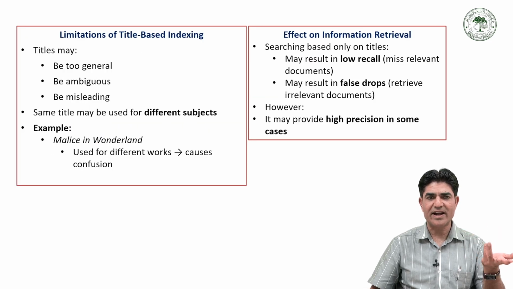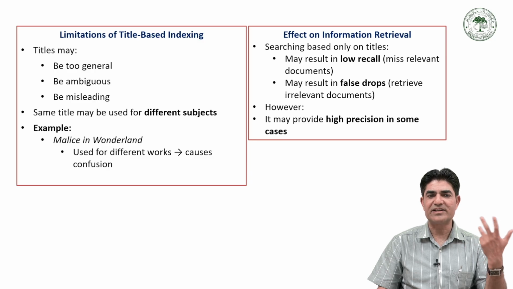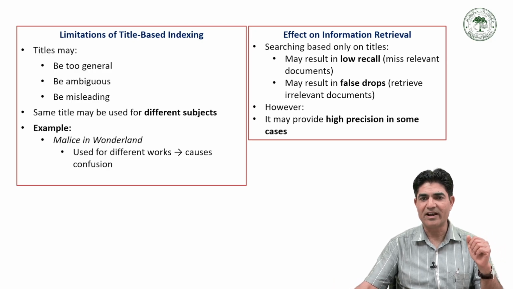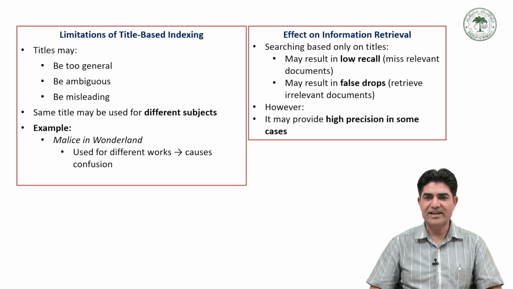So what are the limitations of title-based indexing? Titles may be too general, ambiguous, or misleading, and the same title may be used for different subjects. For example, Alice in Wonderland, used for different works, causes confusion. Effect on information retrieval: searching based only on title may result in low recall, missing relevant documents, and may result in false drops, retrieving irrelevant documents. But the precision may be high.